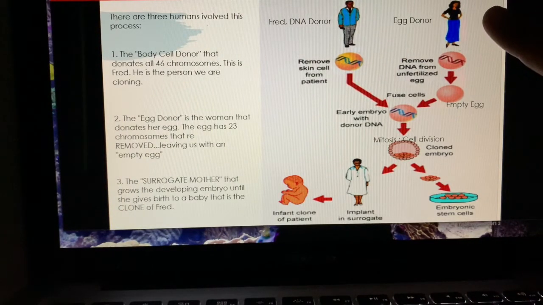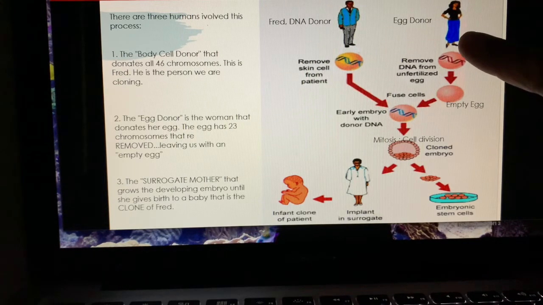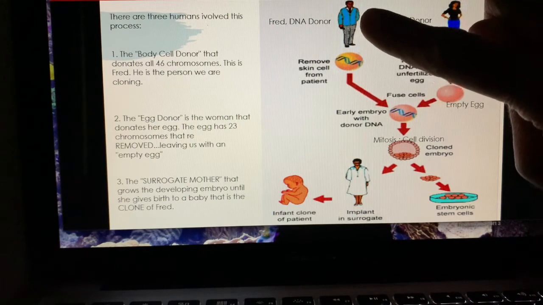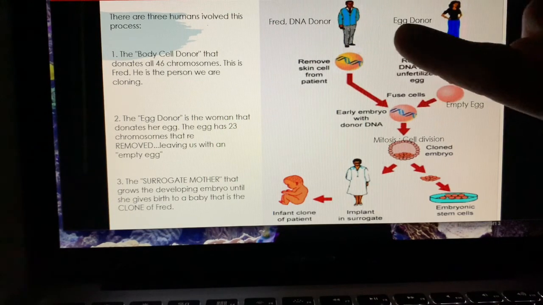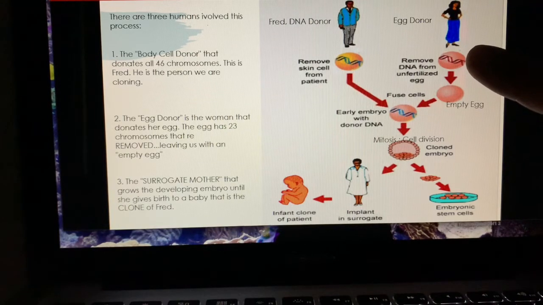Here we have a lovely young lady, and she has donated an egg. Now, her egg would have 23 chromosomes because it's a sex cell. Half of her DNA is in that egg. But we don't need any of her DNA because we're going to get all the DNA from our friend Fred. So if we go back to her, what we have to do from our egg donor is empty the egg.